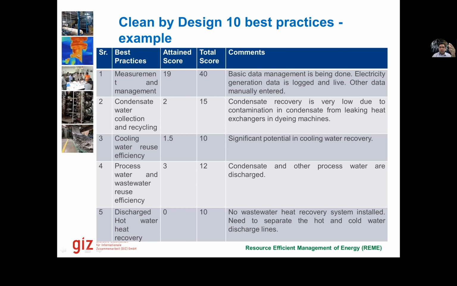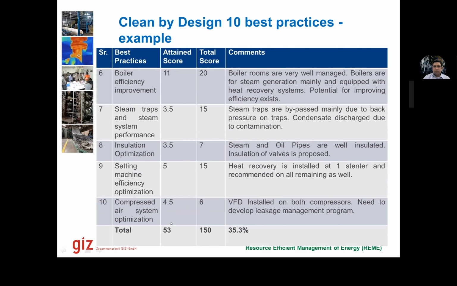What are the issues that they have? For example, in this factory condensate is not being recovered because there is contamination in the condensate, which is coming from leaking heat exchangers. So they are not recovering any condensate at all, so they get very low marks. They also get low marks because they are not recovering cooling water. They get 0 marks because they don't have any hot water recovery system at all. They have very low marks in general in almost everything.